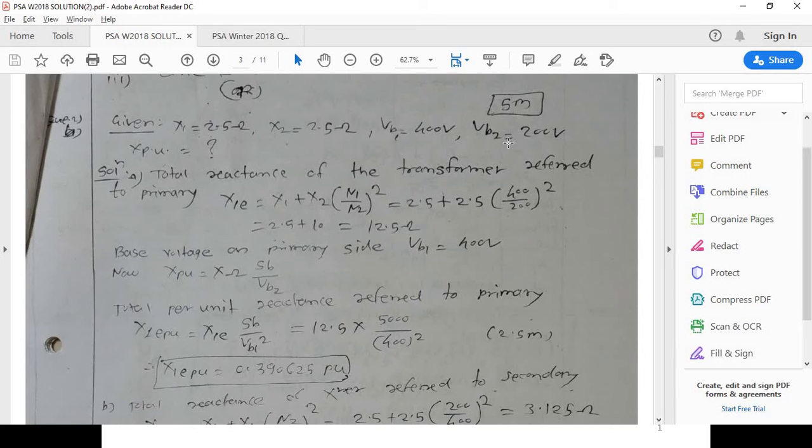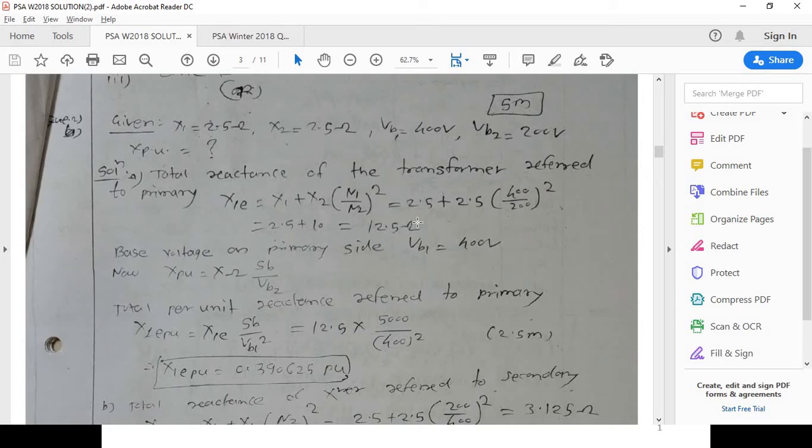So X1, that is 2.5, the leakage reactance on the primary side as per the given data, plus X2 into (N1 by N2) squared, which will be equal to (V1 by V2) squared, because the turn ratio is equal to the voltage ratio, 400 by 200 squared. So it will be 2.5 plus 10, that is 12.5 ohm. That is, we had calculated the equivalent reactance on the primary side of the transformer.